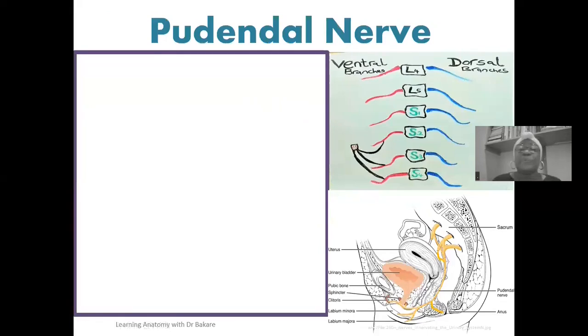Then the next is the pudendal nerve. The pudendal nerve is also a nerve that emerges from the ventral divisions of the anterior rami of the sacral plexus. And they are seen to emerge from the ventral divisions of the anterior rami of the second, the third, and also the fourth sacral spinal nerves.